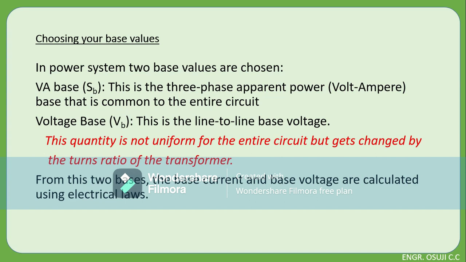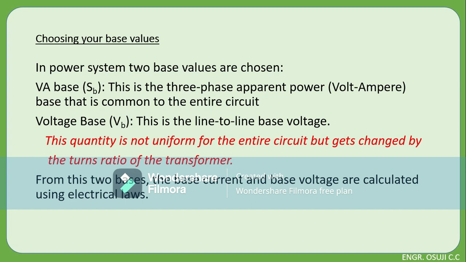That is, if you are not given the base power or the base voltage, this is how to decide what to take as your base power and what to take as your base voltage. Now, as we have registered here, the base voltage can always vary in the power system, while the power does not increase or decrease, the base voltage continues to vary.